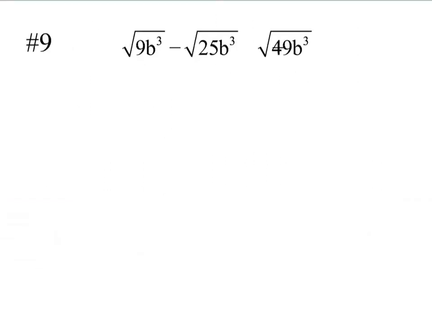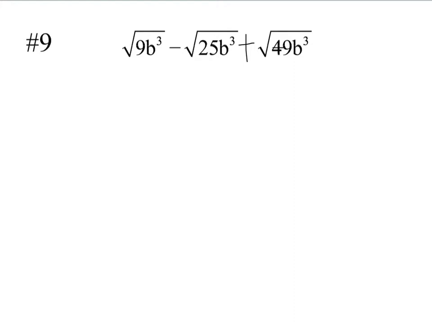Okay, here we have the square root of 9b cubed minus the square root of 25b cubed. And again, I can't see, is that plus or minus? It's plus. Okay, so that's a plus there. All right, so we've got to break each one up.